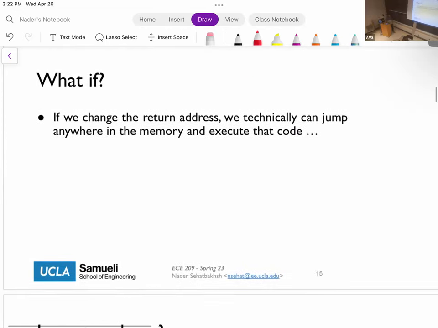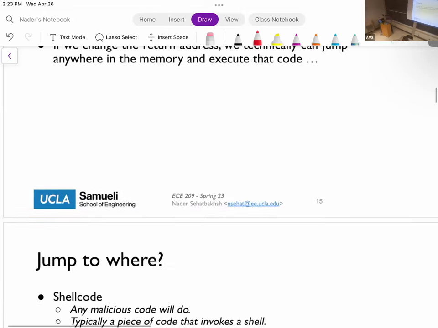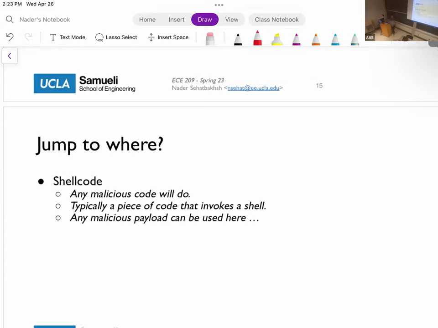the first thing we can do is, instead of jumping somewhere in the program to run only one particular malicious program that I want, what if I jump and run something that can give me an unlimited amount of program execution capability? It's kind of like you have three wishes and the first wish is that you have unlimited wishes. That's kind of what the attacker tries to do. This is what we call a shellcode attack.